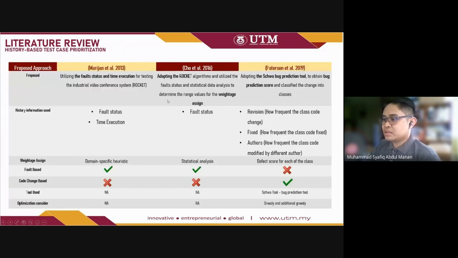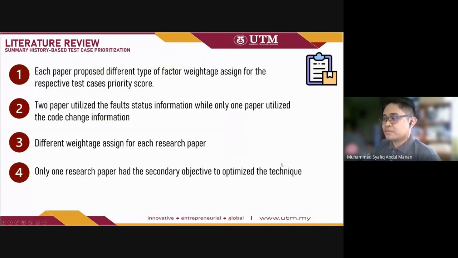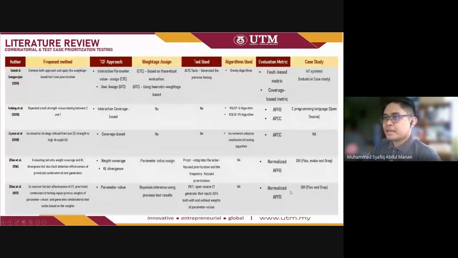Okay, the summary: each paper proposes different types of factors with their assigned weights for the respective test case priority score. As we can see here, one is more heuristic and statistical analysis, and this one is focused on defect score. Two papers utilize the fault status information, while one paper utilizes the code change information, as I've mentioned before. Different weightage is assigned for each research paper. Only one research paper has a secondary objective to optimize the proposed technique, which is the Peterson one. And then we go to the use of combinatorial testing in test case prioritization.